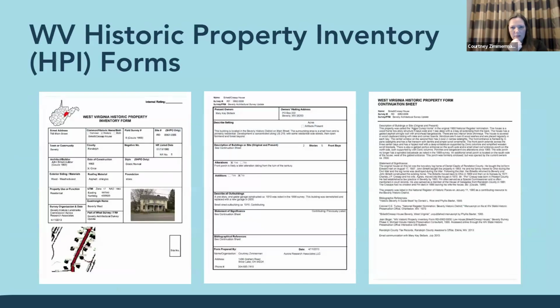This is the current West Virginia Historic Property Inventory form, and you'll see there's a box for anything you would want to know. Exterior siding, roofing material, foundation, photos (this one only has 1, but you can put multiple), the map of where it is, narrative description, and you can add sheets if you need to for additional information. Next.